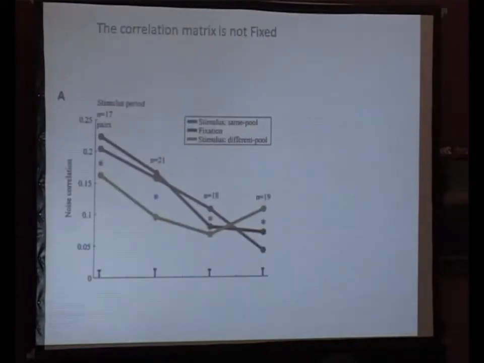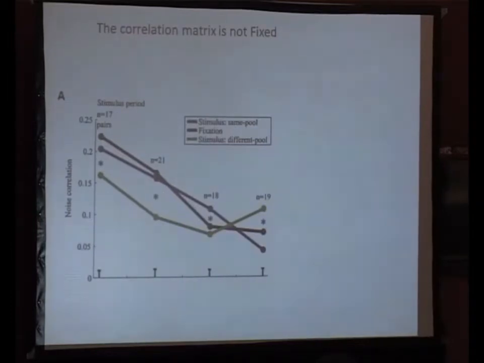And what Marlene showed is the correlations you measure between these neurons depend on what pool they're in. So it's the same neuronal pair. You change the task so they're in different pools, and the correlation changes. So that means that there is a variable component to this correlation matrix.